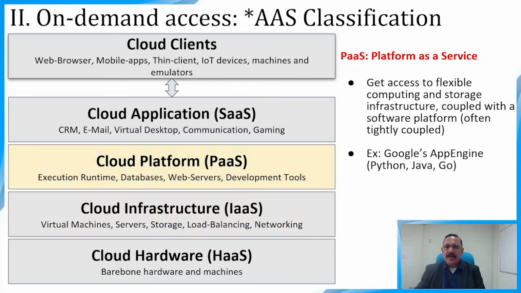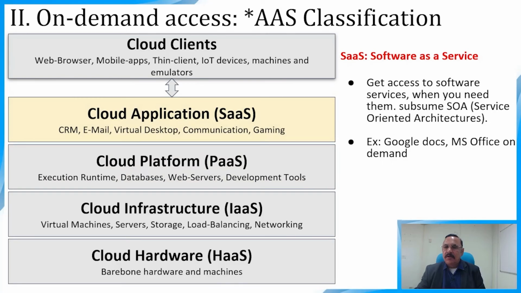Platform as a service: get access to the flexible computing and storage infrastructure coupled with the software platform. Example is Google's App Engine, which provides the platform as a service for Python, Java and Go platforms. Software as a service, SaaS: get access to the software services when you need them, and it subsumes the software as a service architecture. Google Docs is an example of a software service.